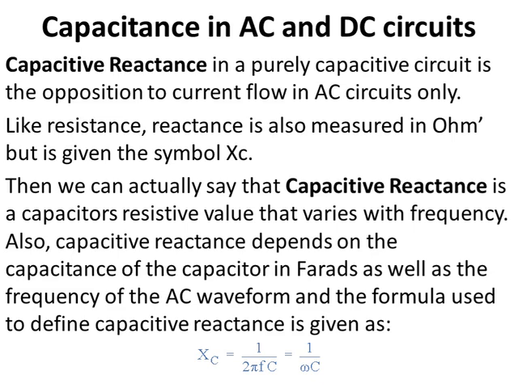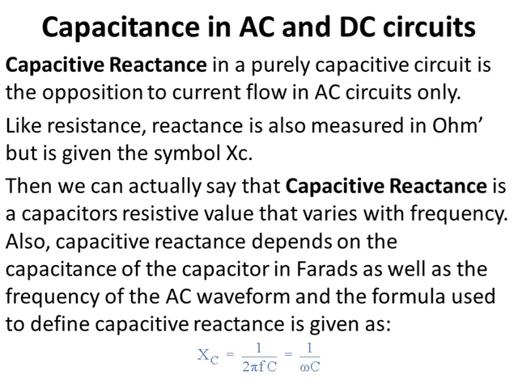Capacitors in AC and DC circuits. So we have capacitive reactance. Capacitive reactance is the opposition to current flow in an AC circuit only. Just like resistance, reactance is also measured in ohms, but the symbol is different. The symbol for reactance is XC. Anywhere you see capital letter R, you know that is a resistance, but for reactance, the symbol is XC, capital letter X with a subscript C.